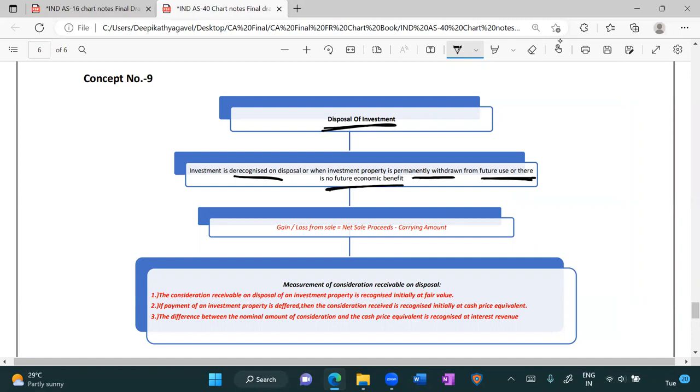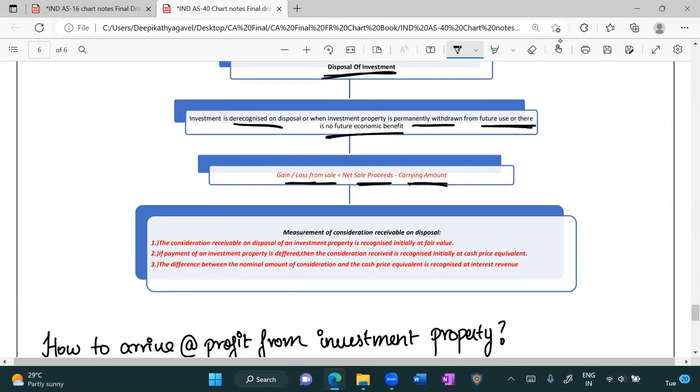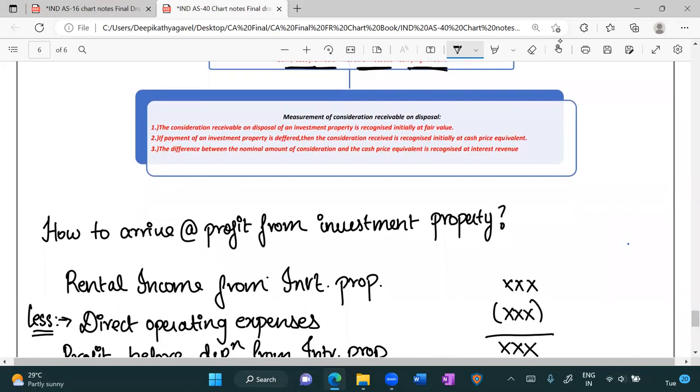When will I derecognize the investment property? When I think that there is no future use or future economic benefit that is going to flow from that particular investment, I will derecognize the investment in my books, right? Then in case the investment is being sold, the net sale proceeds versus your carrying amount in your books will give you the gain or loss from that particular sale transaction.